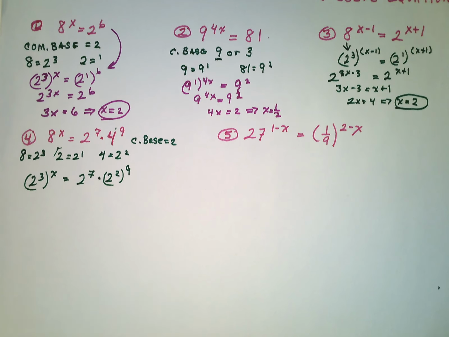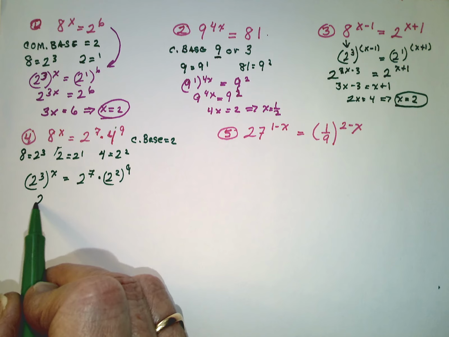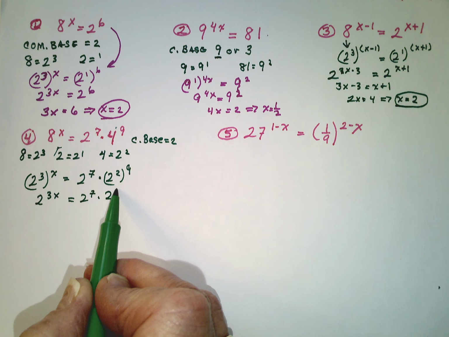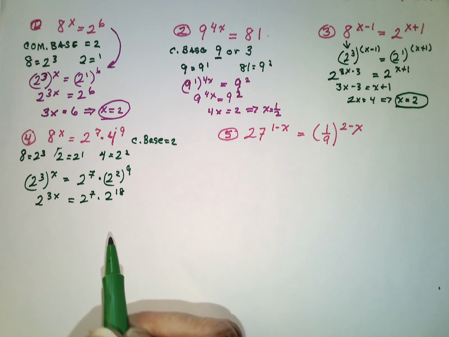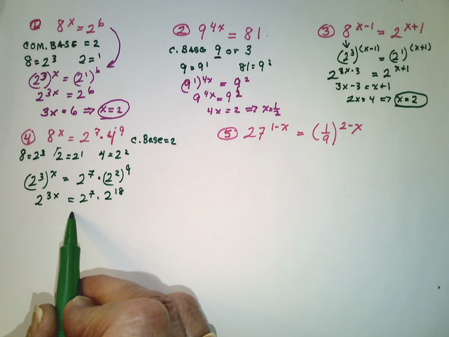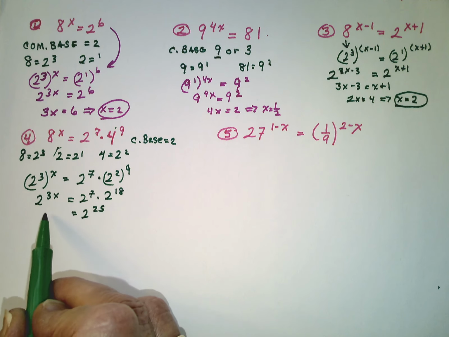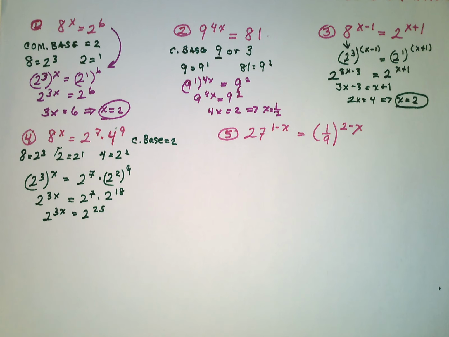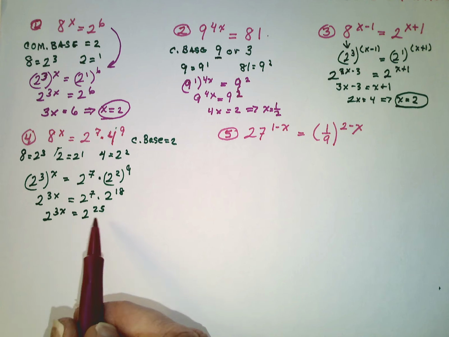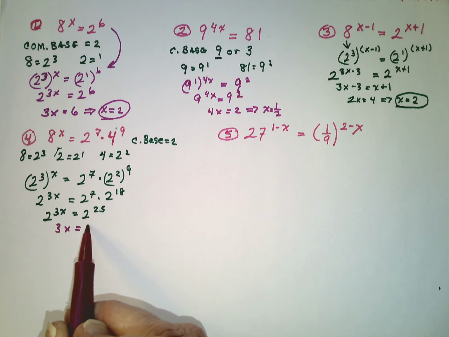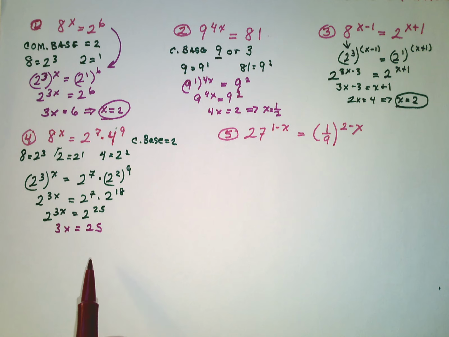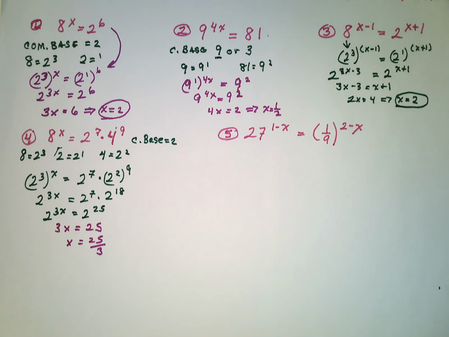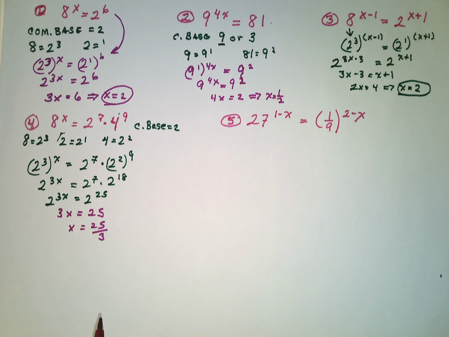And then just do some kind of simplifying here. So that's 2 to the 3x equals 2 to the seventh times 2 to the 18th. Because we're multiplying here, we can make this 2 to the 25th. This was not what I expected. So the only way this can work is if 3x equals 25. So x has to equal 25 thirds. That looks like we should check this.